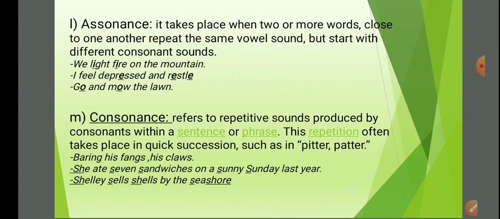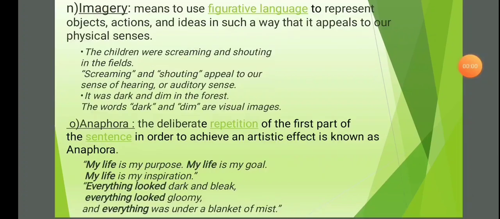In the third example, you can see Shelley sells shells by the seashore. This is also an example of consonance. So consonance is actually the repetitive sound of consonants in any sentence.